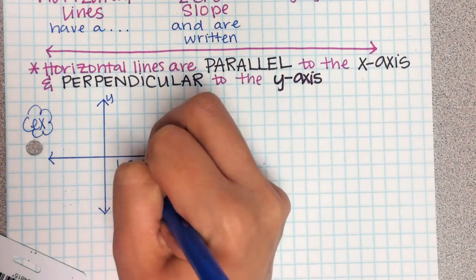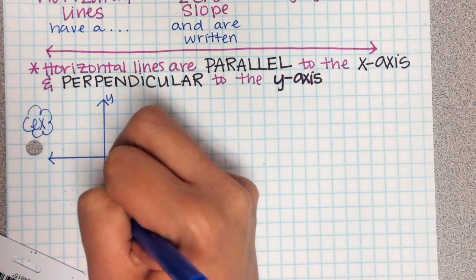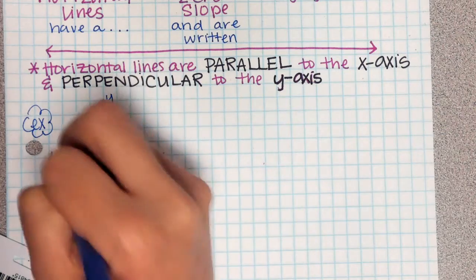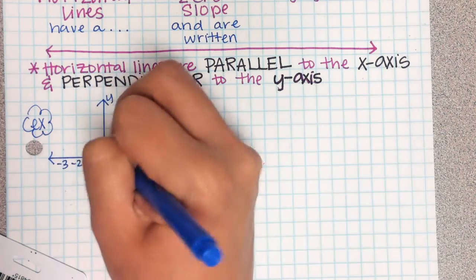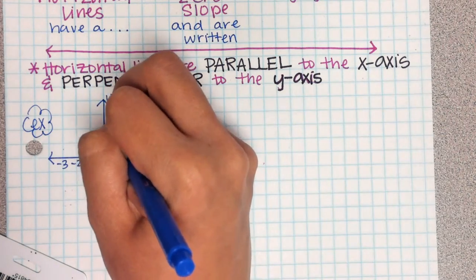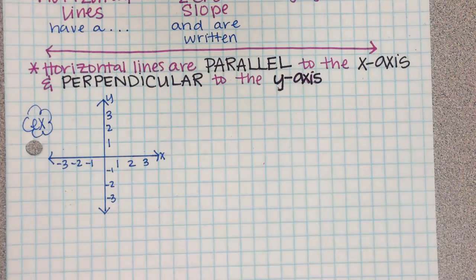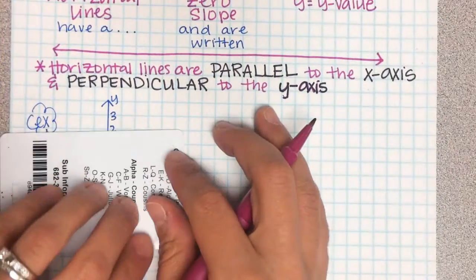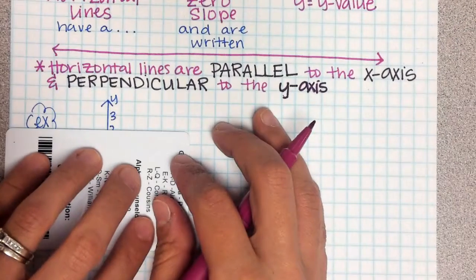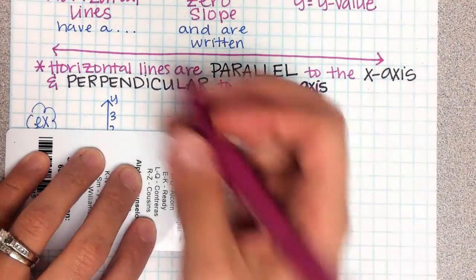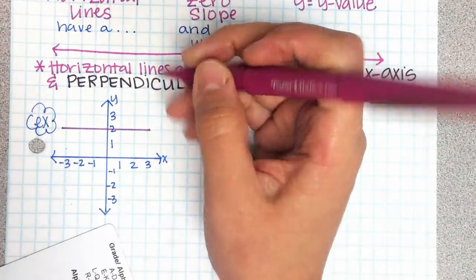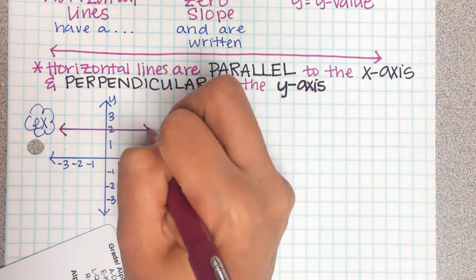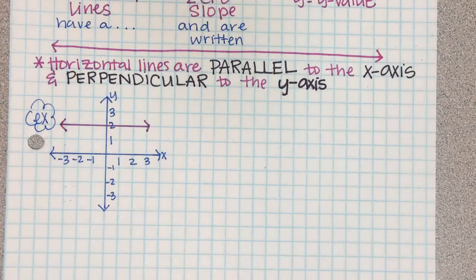One, two, three, -1, -2, -3, -1, -2, -3, 1, 2, 3. And let's make the line look like this. All right, so that's my graphed line.